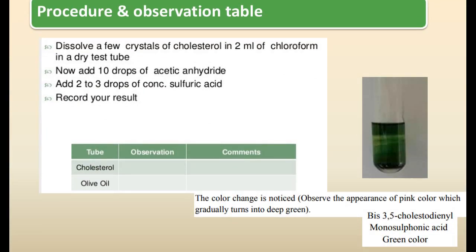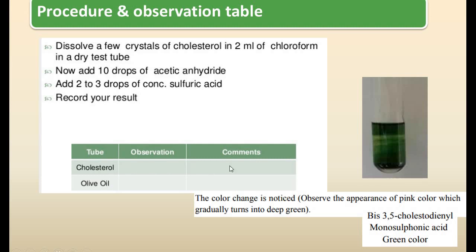So what will be the procedure and the observation table? For the procedure, dissolve a few crystals of cholesterol in 2 ml of chloroform in a dry test tube. Now add 10 drops of acetic anhydride. Add 2 to 3 drops of concentrated sulfuric acid and record your result. This is the observation table. In the test material, you should take cholesterol and olive oil.